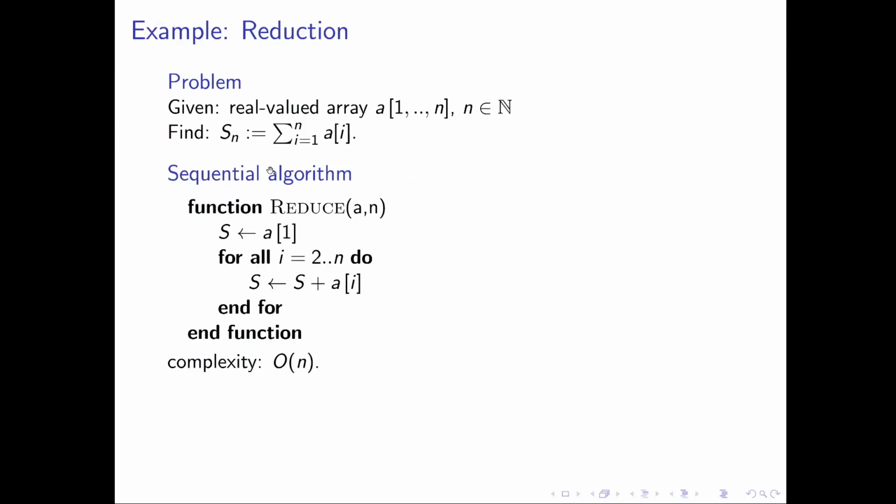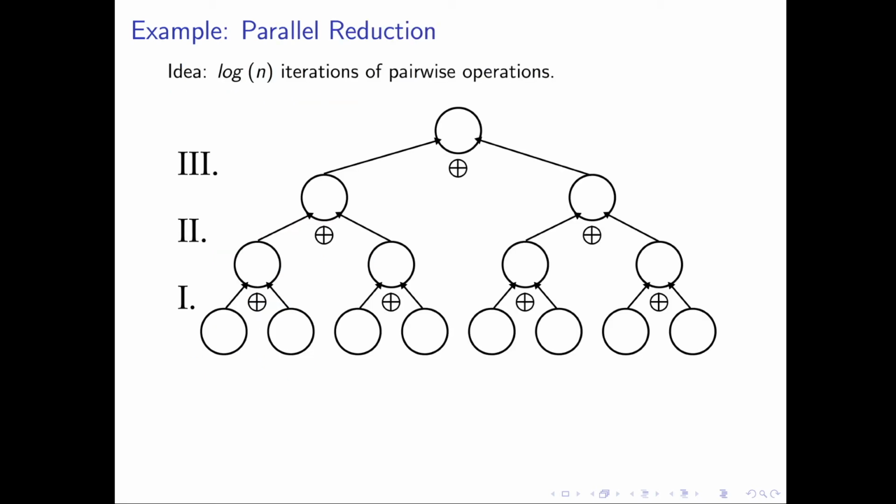So here is a pseudocode formulation for that algorithm, where we initialize our result variable, and then we sequentially just add the next array element to the result, and the complexity of that is obviously O(n). So this is a very, very simple algorithm. Let us consider how one would implement that in parallel. How would we parallelize this summation? The idea is to use a binary tree for that.